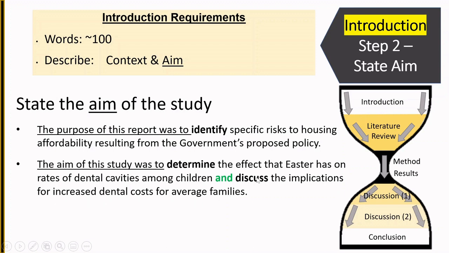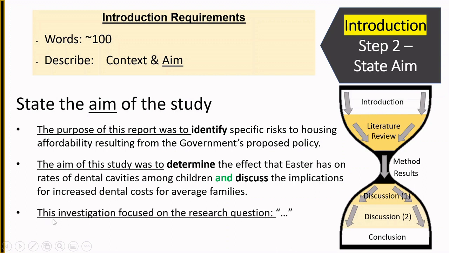The aim of this study was to, for example, determine, so this is a two-part purpose, and a nice clear verb, determine the effect that Easter has on rates of dental cavities, holes in teeth among children, and discuss, so we've got a two-part, and another clear verb, to discuss the implications for increased dental costs for average families. The verbs here are important because determine tells me that they're probably going to be evaluating data or maybe generating data. Discuss suggests that they're going to just be looking at the implications. So that second part's probably more of a desktop study or just a discussion. So choose your verbs. Another possible way to introduce your purpose or your aim is to just say this investigation focused on the research question, and then you could state your research question if you like. So however you choose to do it, we just want to make sure that we have clearly defined what the aim of our study is.